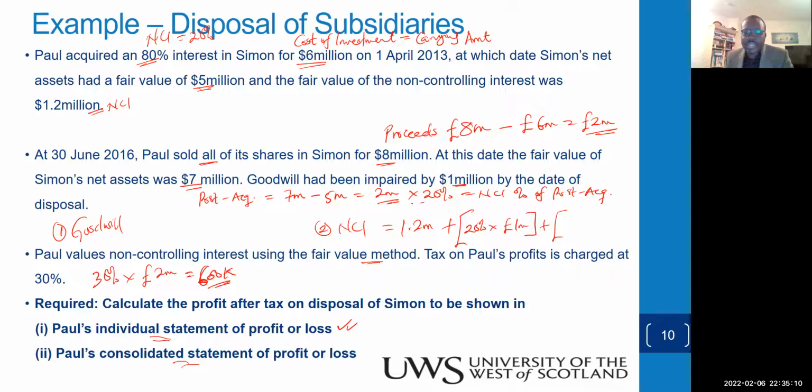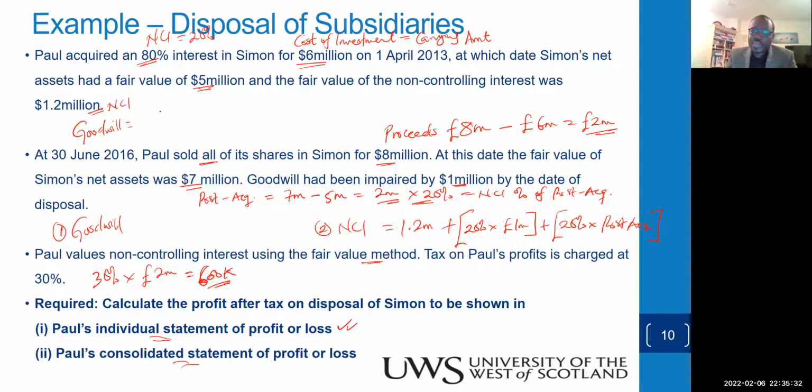I think I did it somewhere. The extra: the 7 million less the 2 million fair assets. So again, it's 20% of the post-acquisition, and you are okay with the NCI. Goodwill, as usual, let me plug it here.